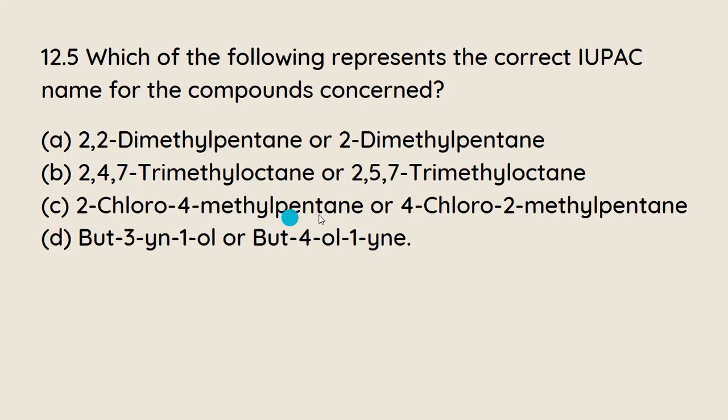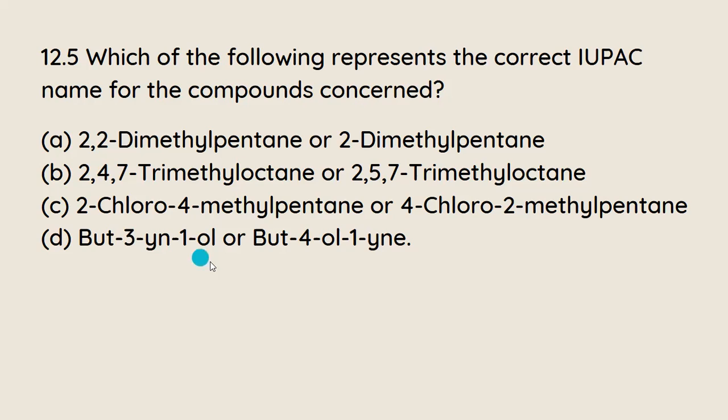Next is 2-chloro-4-methyl pentane or 4-chloro-2-methyl pentane. Since both of them have the same priority, it's given alphabetically. So this particular compound, 2-chloro-4-methyl pentane, would be the right one, because 2 is lesser, and alphabetically it's also chloro first.